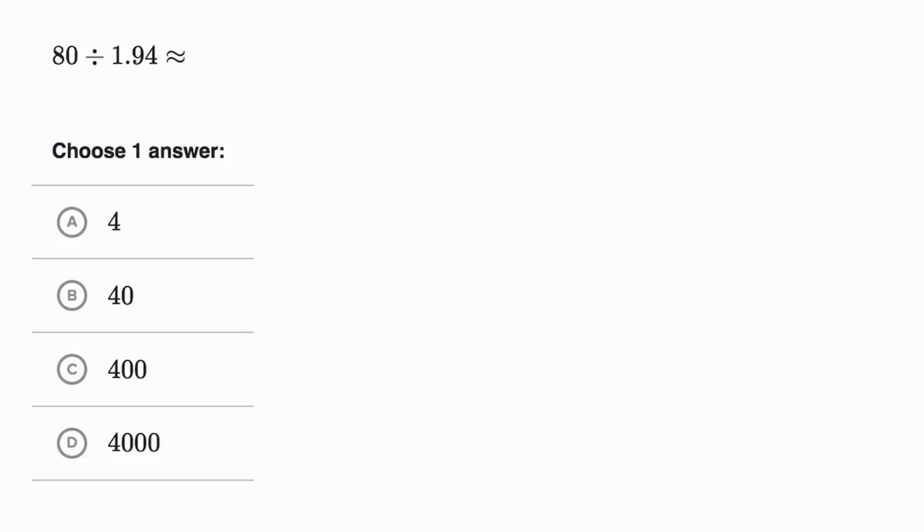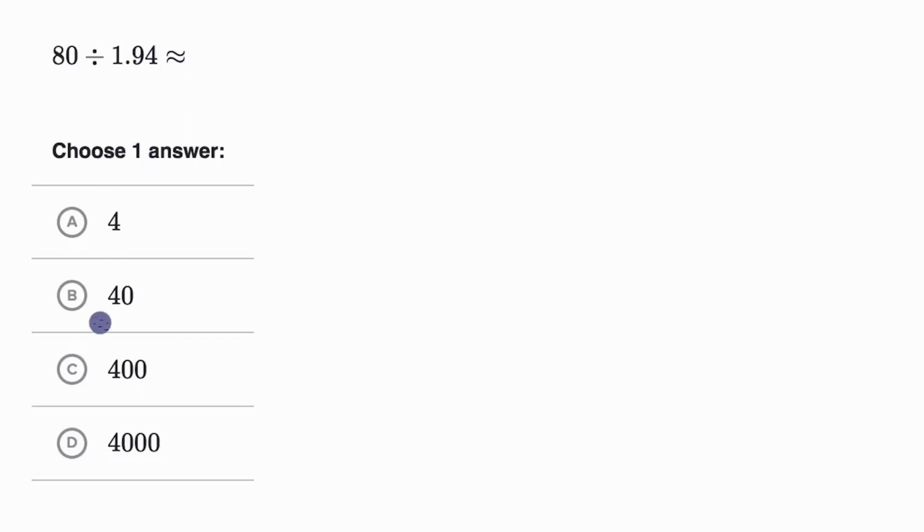What we're going to do in this video is get a little bit of practice estimating dividing with decimals. So for example, we want to figure out approximately. That's what this squiggly equal sign means. This means approximately equal. So what is 80 divided by 1.94 approximately equal to? So we want to estimate what this is. So pause this video and see if you can figure it out.